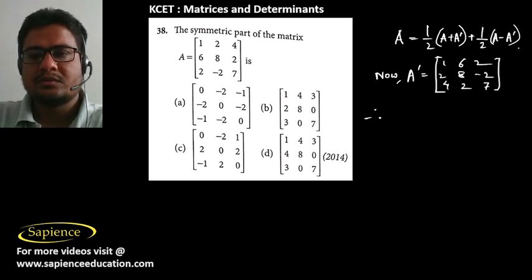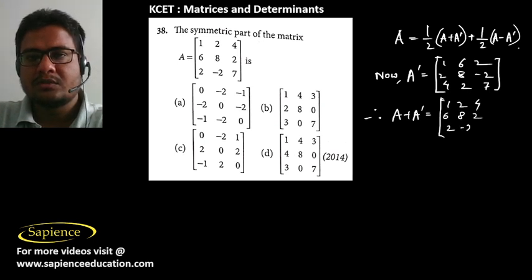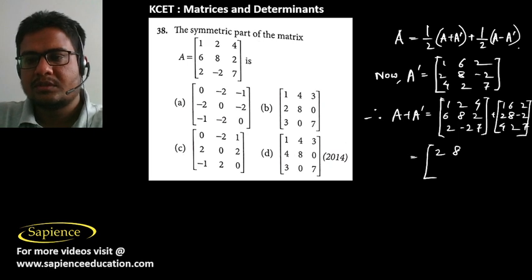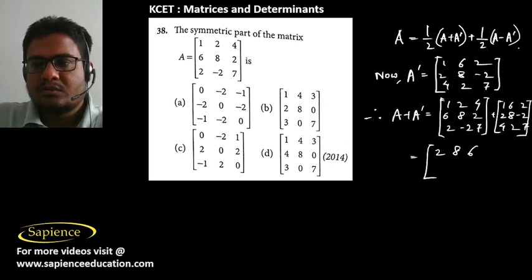Now therefore A plus A transpose will be equal to A, which is 1 2 6, 8 2 minus 2, 7, plus this, which is 1 6 2, 8 minus 2, 7. If we add them, then we'll get 1 plus 1 is 2, 4 plus 2 is 6, 6 plus 2 is 8, 8 plus 8 is 16, 2 minus 2 is 0, 2 plus 4 is 6, minus 2 plus 2 is 0, 7 plus 7 is 14.